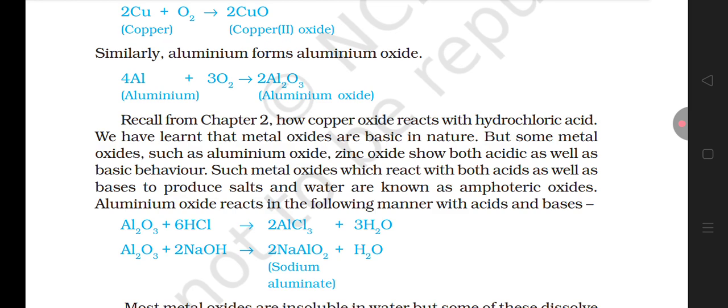Now, sodium oxide and potassium oxide dissolve in water to produce alkalis as follows. Dissolving in water means they are alkalis. So sodium oxide, that is Na2O, will react with water, that is H2O, to give us 2 NaOH. Similarly, potassium oxide, that is K2O plus H2O, will give us 2 KOH, that is potassium hydroxide.